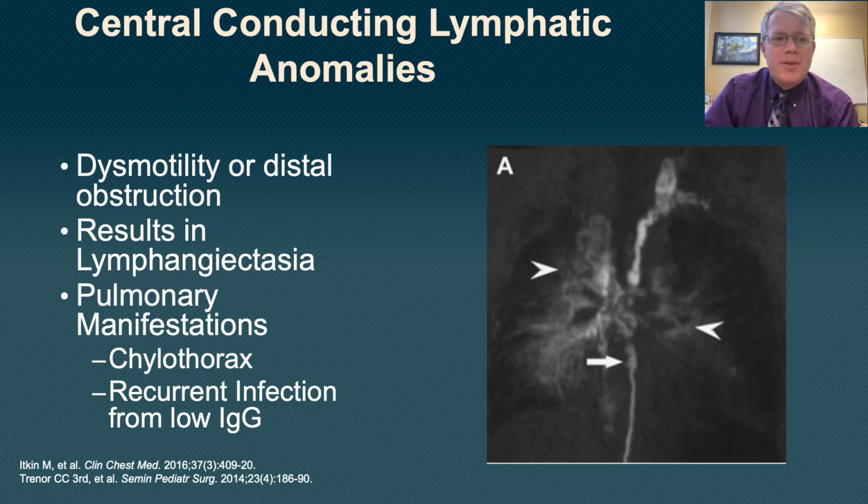And when this happens, the pulmonary manifestations of this disease directly are chylothorax, but indirectly the loss of lymph fluid, specifically through the GI tract, results in hypoalbuminemia and also low IgG, which can result in recurrent infections if not treated properly.